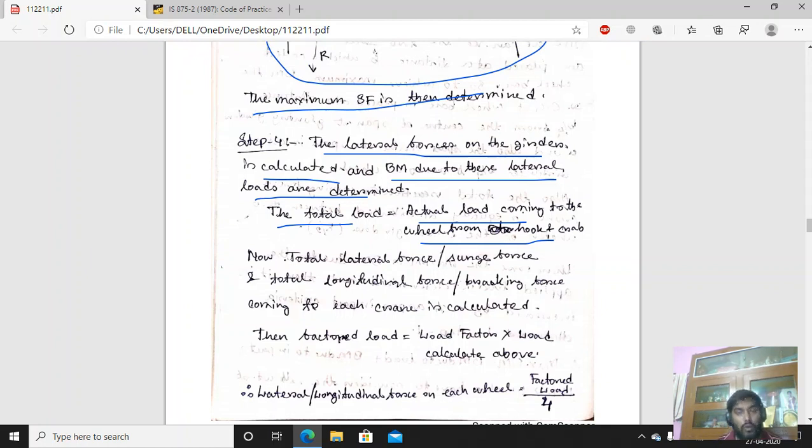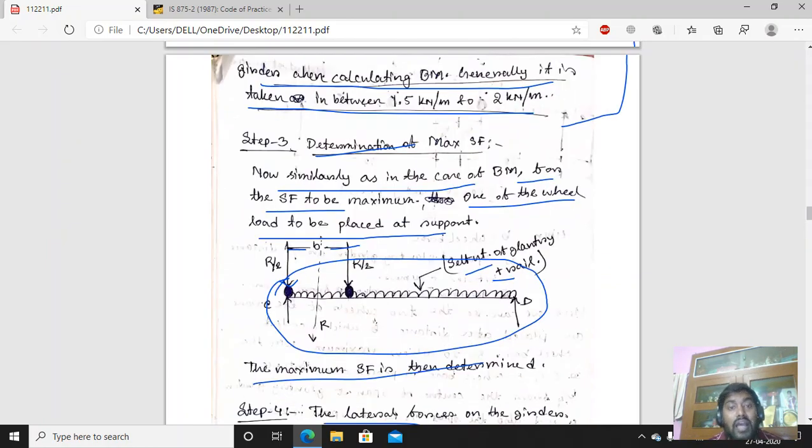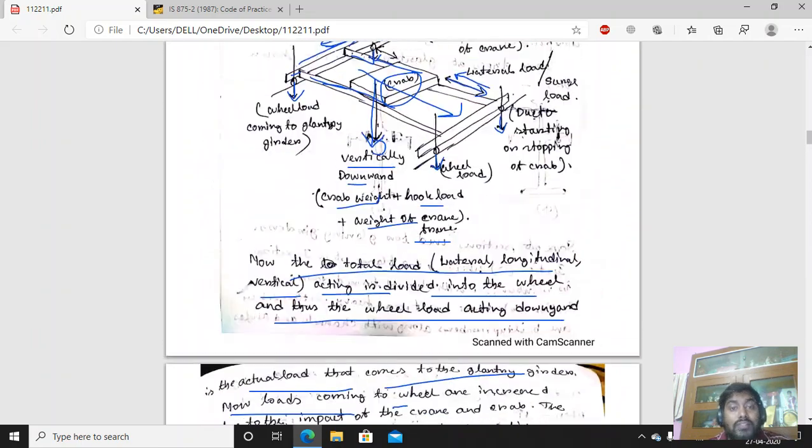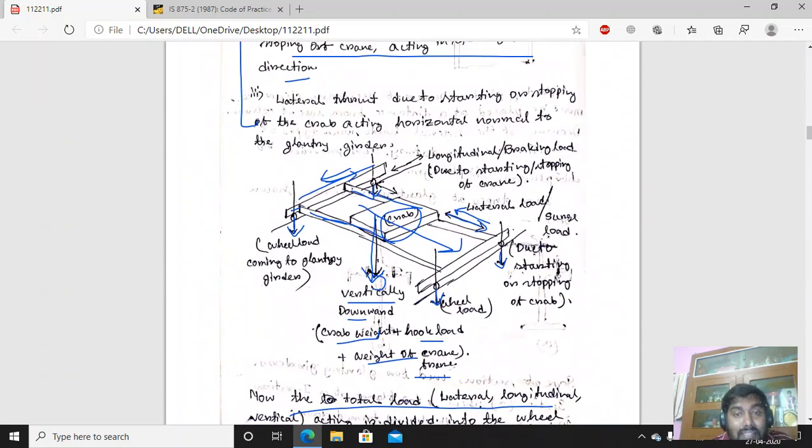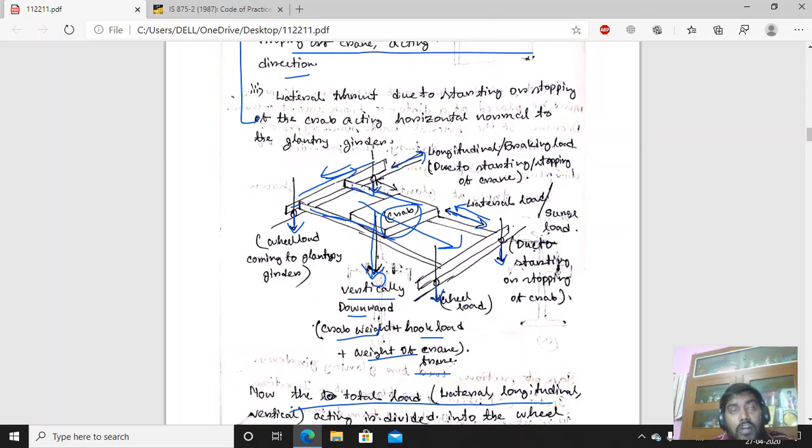This is the load. Okay. Now the total lateral force or surge force and the total longitudinal force or braking force. I think you both know what surge force and longitudinal force are. This is the braking force, that is the longitudinal force, and this is the lateral force or the surge load.